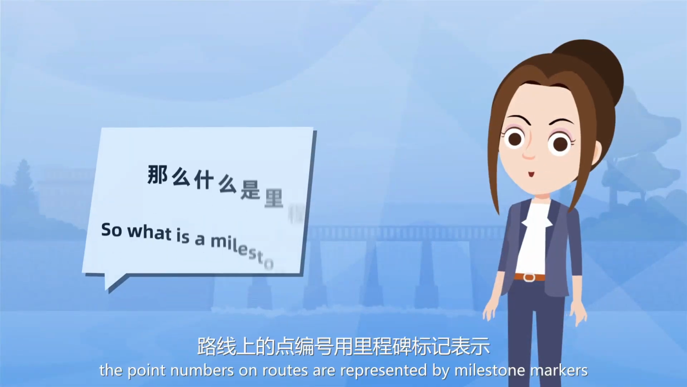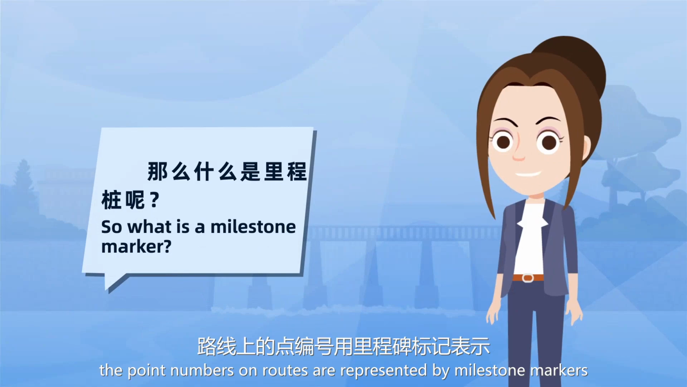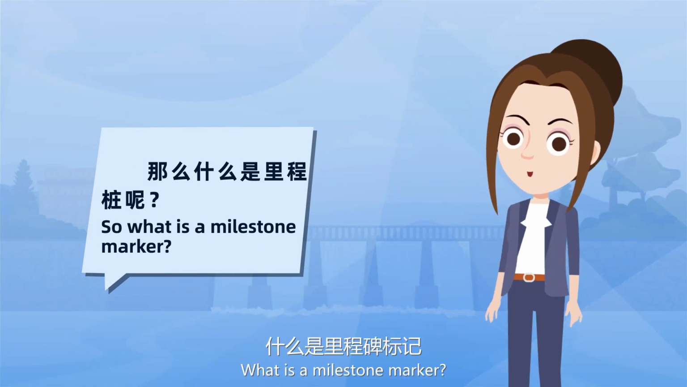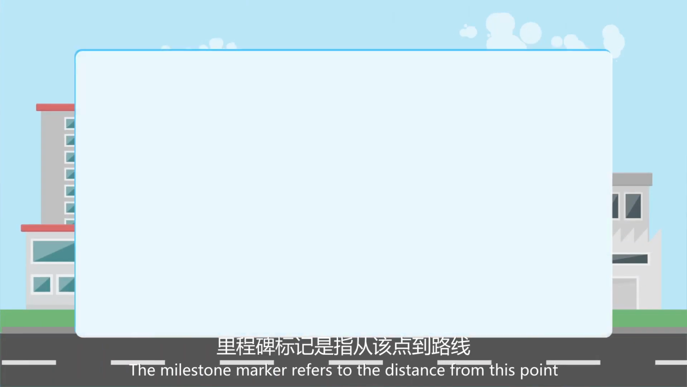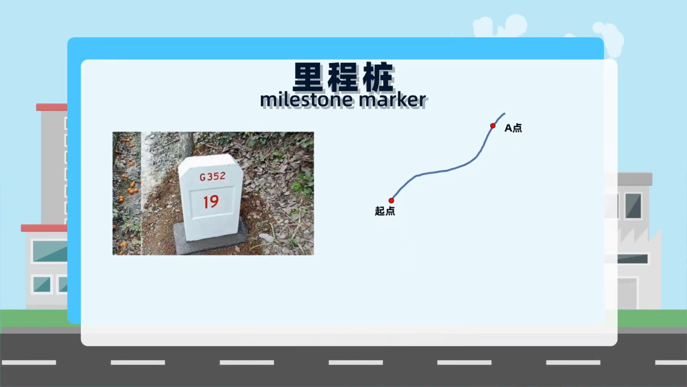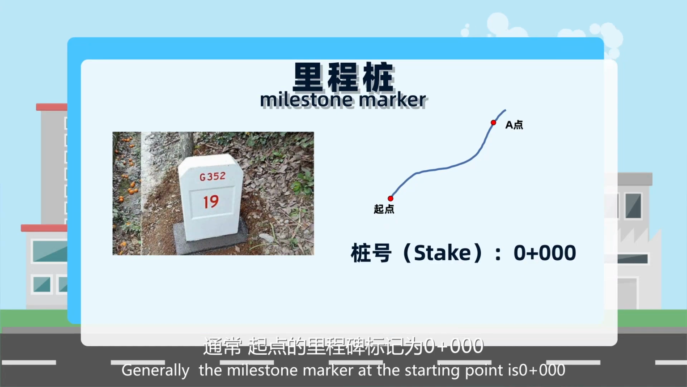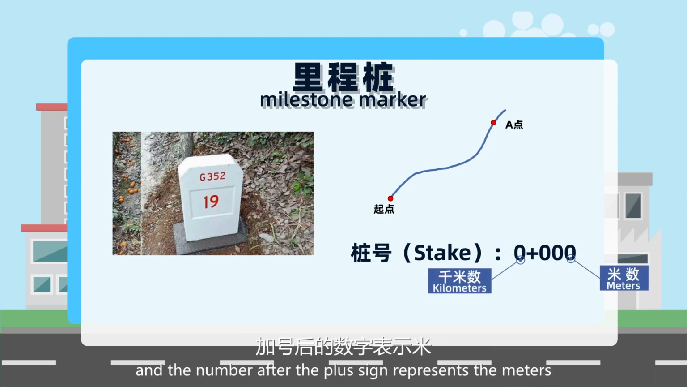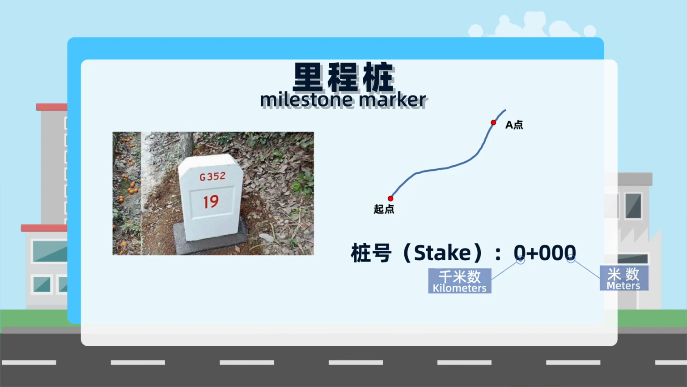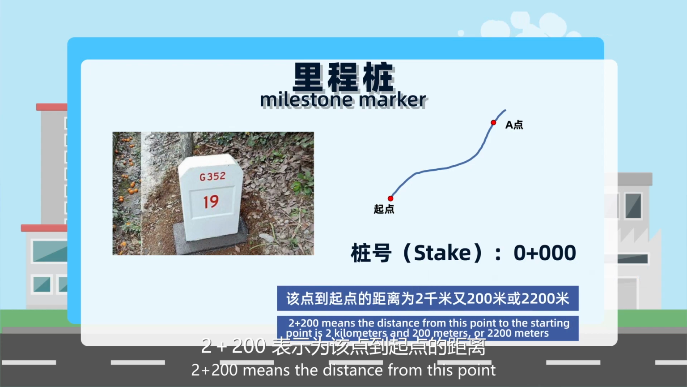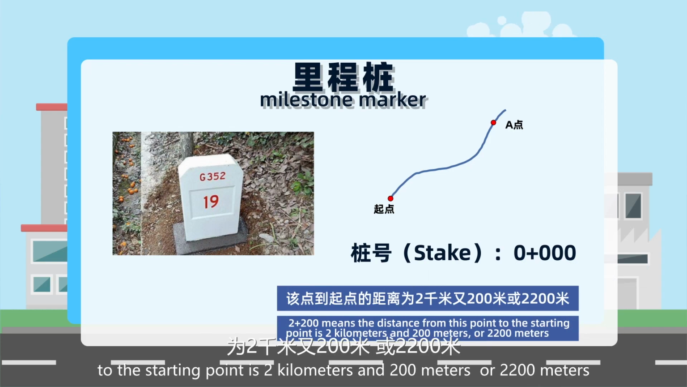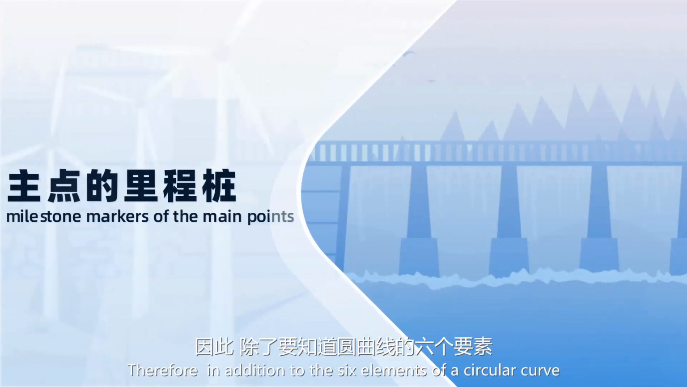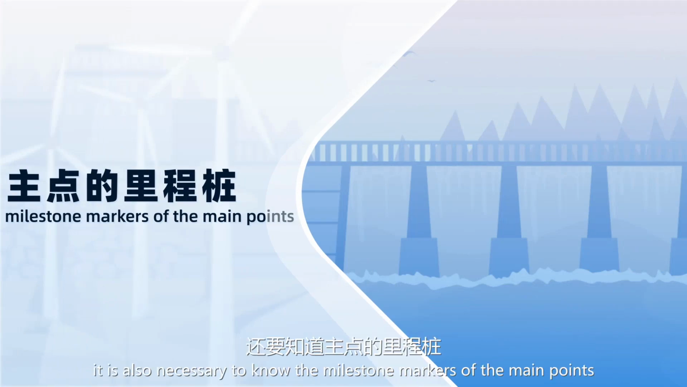In actual work, the point numbers on routes are represented by milestone markers. So what is a milestone marker? The milestone marker refers to the distance from this point to the starting point of the route. Generally, the milestone marker at the starting point is 0 plus 000. The number before the plus sign represents the kilometers, and the number after the plus sign represents the meters. For example, 2 plus 200 means the distance from this point to the starting point is 2 kilometers and 200 meters, or 2,200 meters.